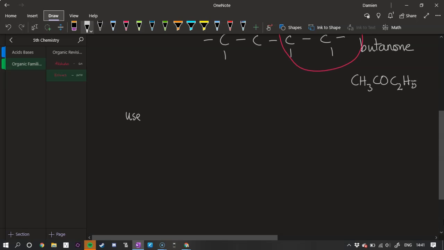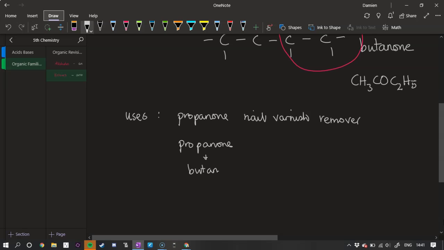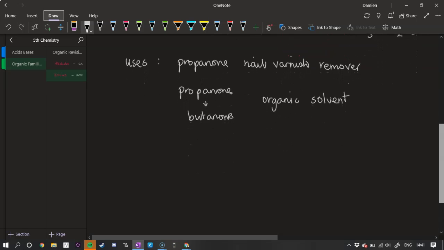Okay, so some uses. We need to put that in. So put in propanone as nail varnish remover. And then butanone, or both propanone and butanone. So propanone and butanone, both of those together, are used often in the chemical industry as solvents. So again, a solvent is just a substance that can dissolve other things. And we've seen that propanone or acetone can dissolve permanent marker.